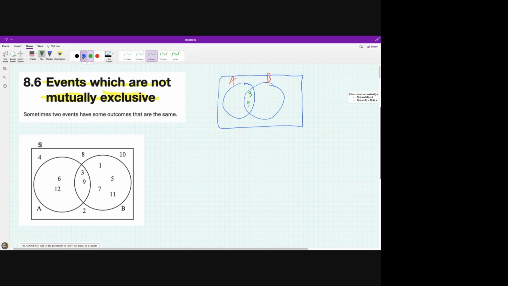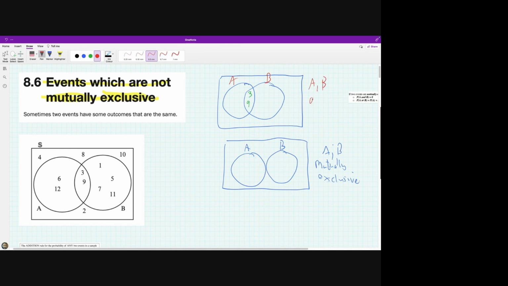If two events are mutually exclusive, what you will see is that the events don't have any intersection. There are no outcomes that are common to both. So this would be mutually exclusive, where here A and B are not mutually exclusive.